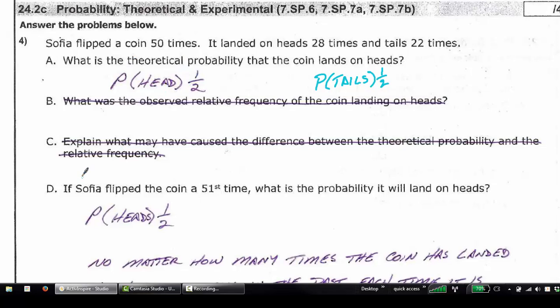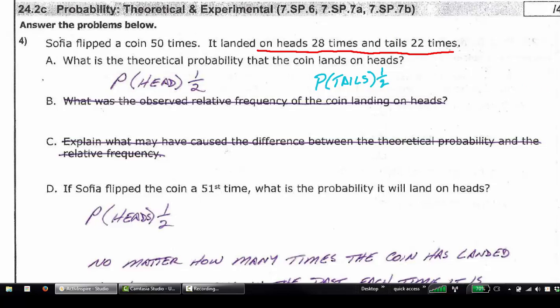Down to D. If Sonia flipped the coin a 51st time, what's the probability to land on heads? Well, you might have gone up here and said, oh, look, it's been heads 28 times and tails only 22 times. It'll probably be tails. That's not how probability works. The coin doesn't know what's happened in the past.